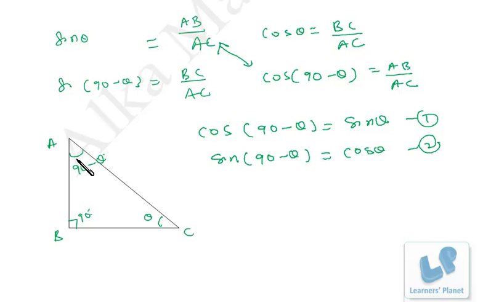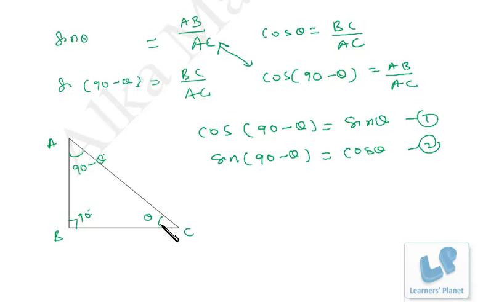So it depends which angle you are considering. According to that only you have to assume base and perpendicular, right? If you consider this angle, this will be your perpendicular. If you consider this angle, this will be your perpendicular, right? Whichever angle we consider, the side opposite to it is considered as perpendicular, right? Okay, getting me? Similarly, we can calculate tan theta, sec theta, cosec theta and cot theta.